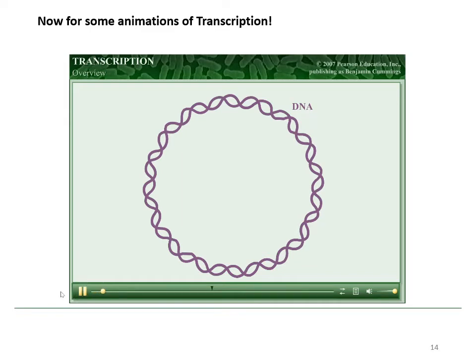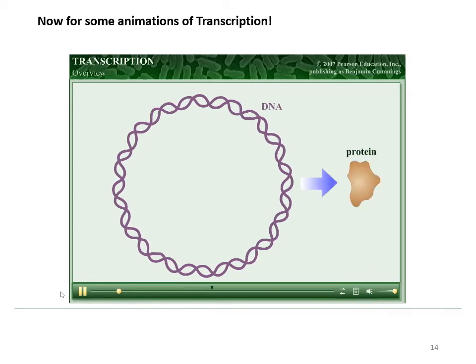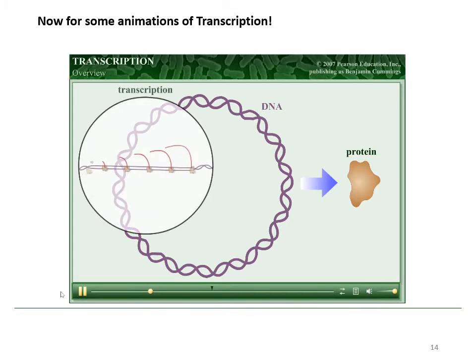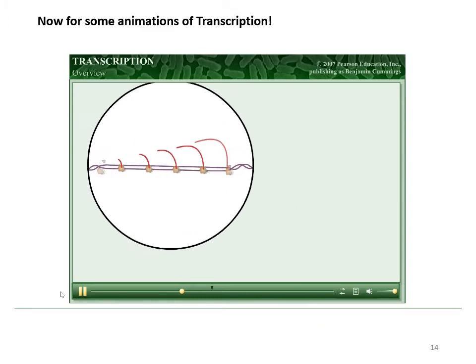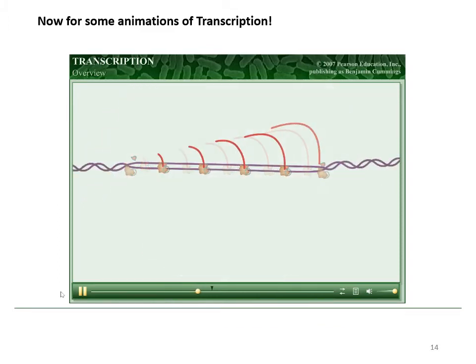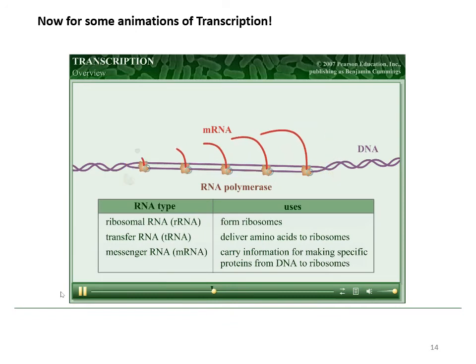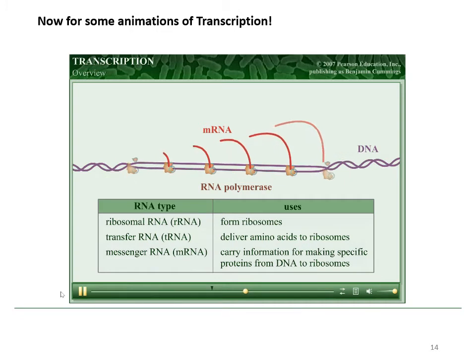Cells use DNA to store information, while proteins are used to perform the activities necessary to keep the cell alive. In a process called transcription, the information stored in a DNA molecule is copied into RNA molecules, which can be used to synthesize specific proteins. Cells use 3 types of RNA: ribosomal RNA molecules, which are used to form ribosomes; transfer RNA molecules, which deliver amino acids to ribosomes; and messenger RNA molecules, which carry the information for making specific proteins from DNA to ribosomes.